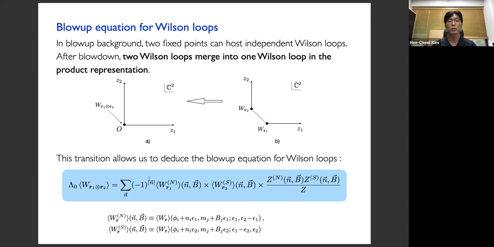So now we have two Wilson loop expectation values. One is from the North Pole and the second one is from the South Pole. And they will be identified with the Wilson loop operator on the usual ordinary C2 background at the origin. So this is our proposal for the blowup equation for the Wilson loop operators.